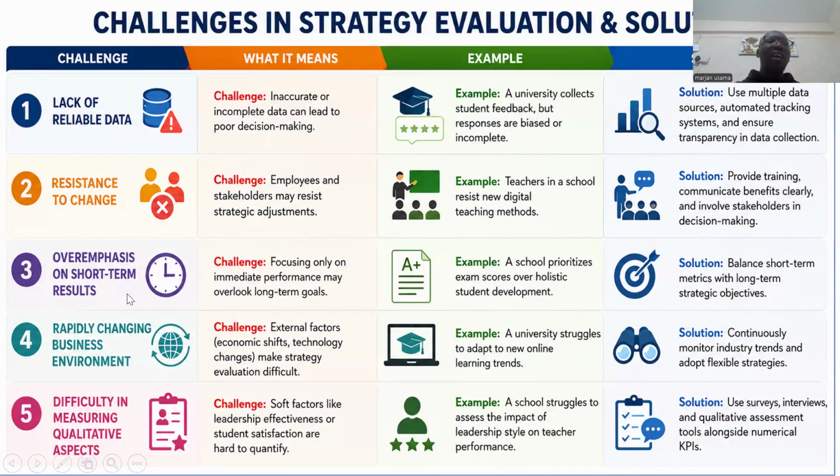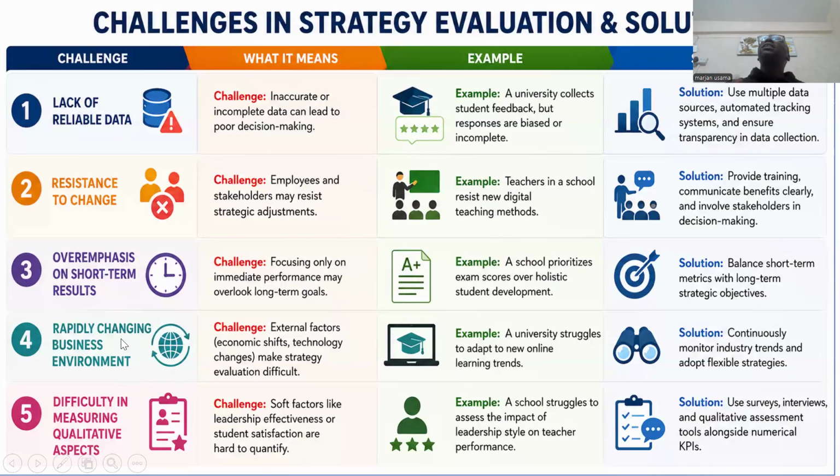Number 3, overemphasis on short-term results. Some people or some businesses focus only on immediate performance. They forget about the future. So what should you do? Balance short-term and long-term. Don't just rely on the short term. You want to get the profits in the short term. Then what will happen in the long run?